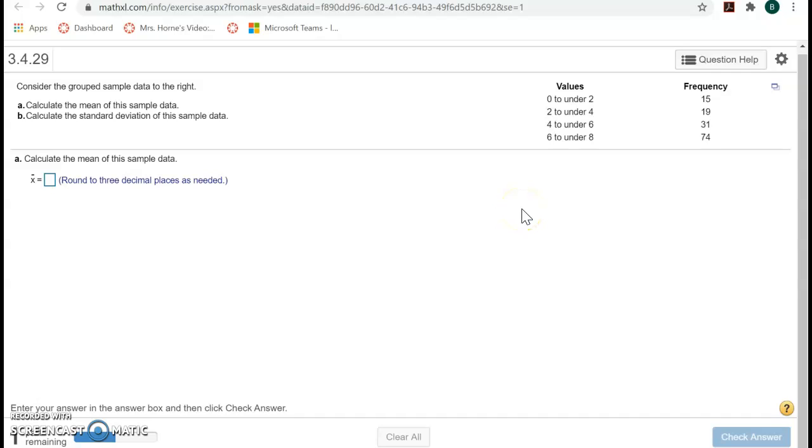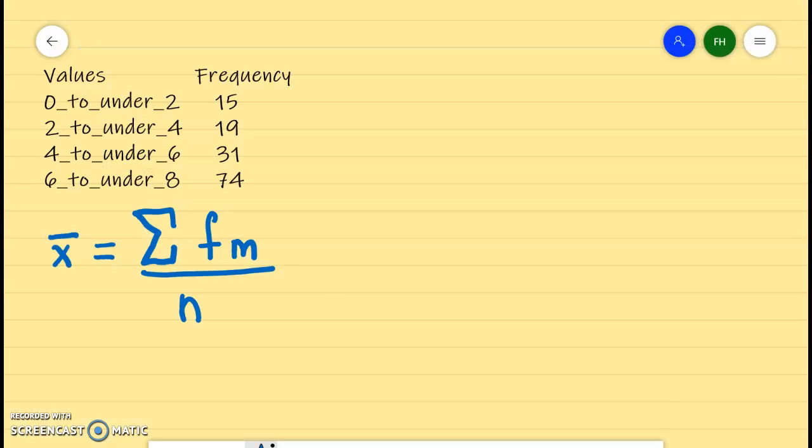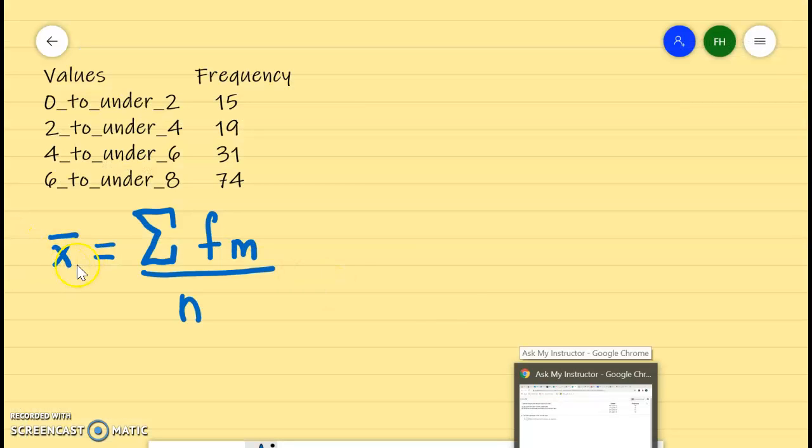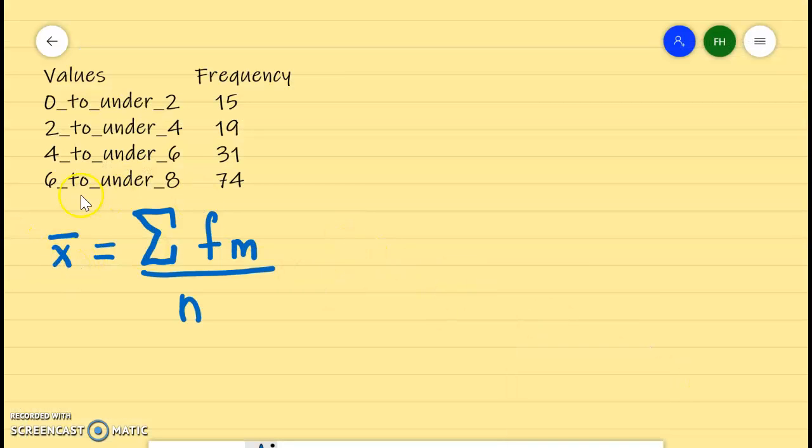Okay, so in order to calculate the mean, normally you would just add your numbers up and get an average, but here we have what we call group data. So we have a little bit more work we have to do when it's grouped like this. So here is the formula for the mean of group data.